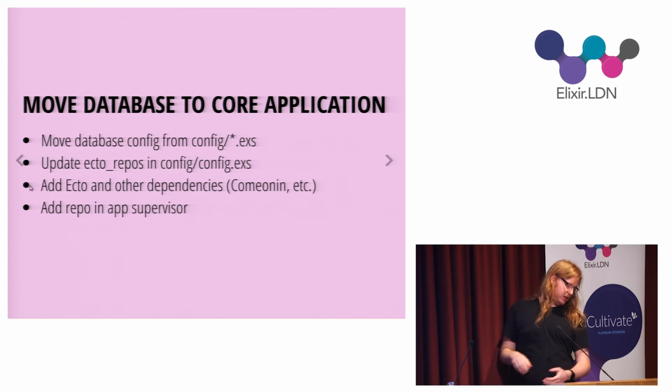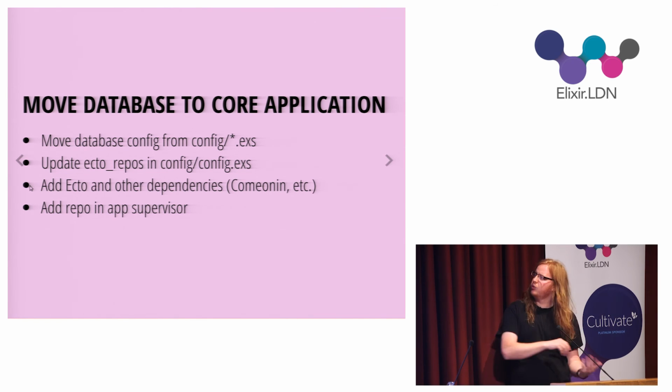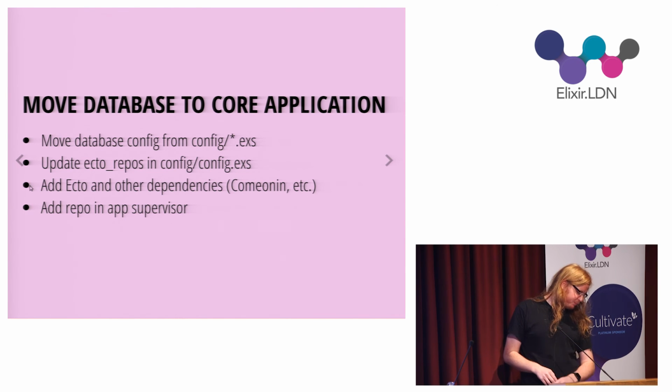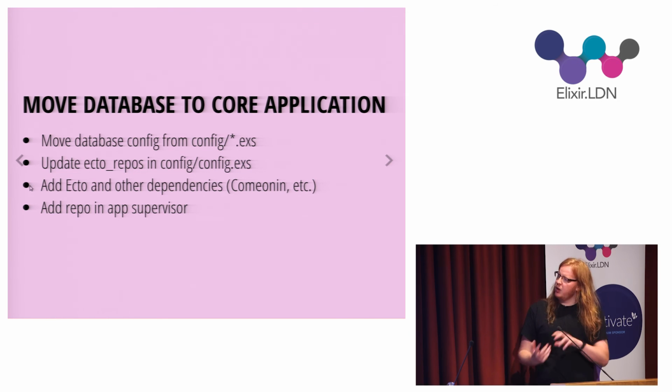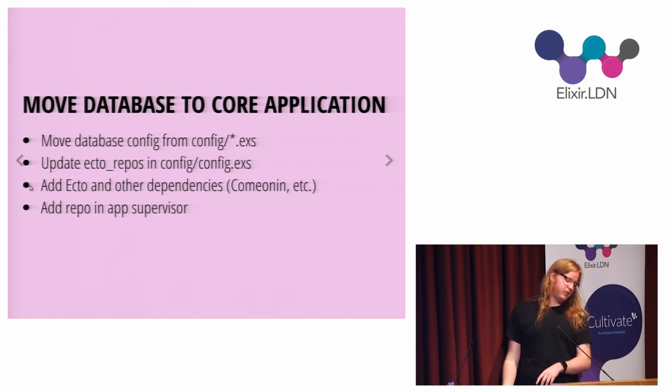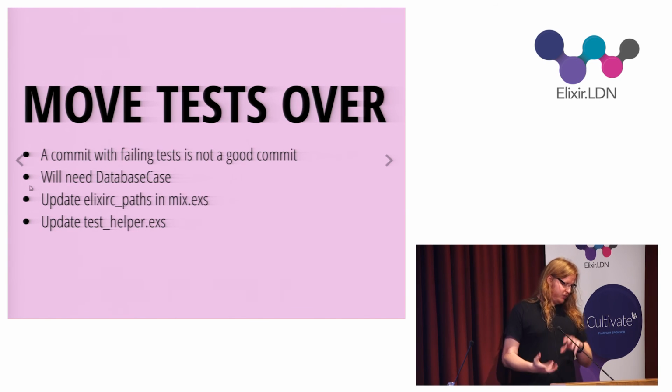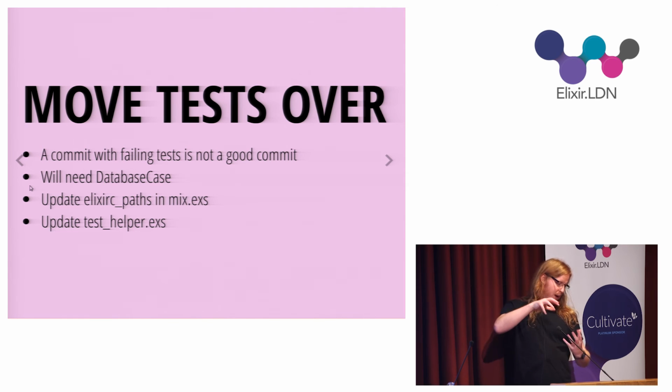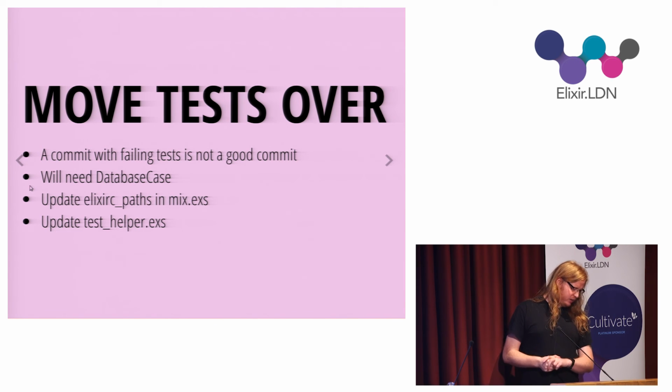And you want to update the dependencies as well. So the database dependencies for Ecto and anything that Ecto's using, you want to move across. In the web application, you don't want a repo supervisor, and in the core application you do, so move it. And then you want to move the tests over as well. This is, by the way, why we renamed everything to Oxo.Web, because now the web application is namespaced, so everything that's not there can go. And if we move the tests over again, because if your commit has got failing tests, it's not a good commit. So make sure all your commits are a working build.